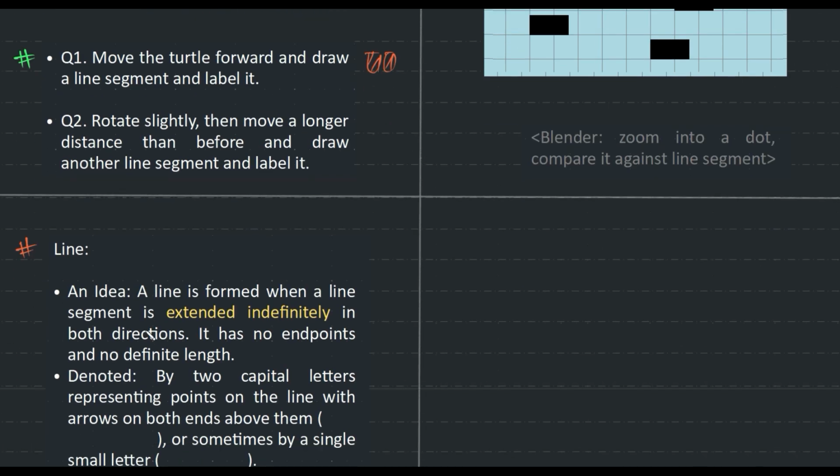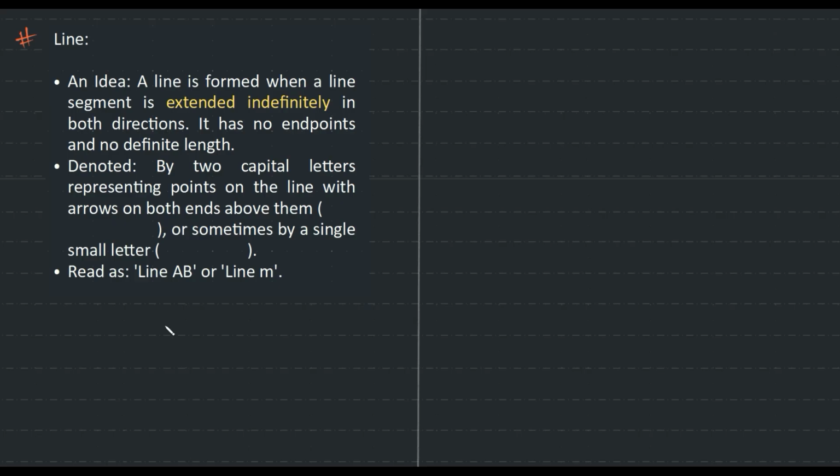So now we have a phrase called just line. It's not line segment, just line. So what is the difference? The difference is that a line is found when a line segment is extended indefinitely. Indefinitely means without any condition. There's no stop. In both directions. It has no endpoints, right? Since it keeps going, there's no endpoints and no definite length. Because we don't know where it starts and where it ends, we can't measure it. And so we can't define the definite length.